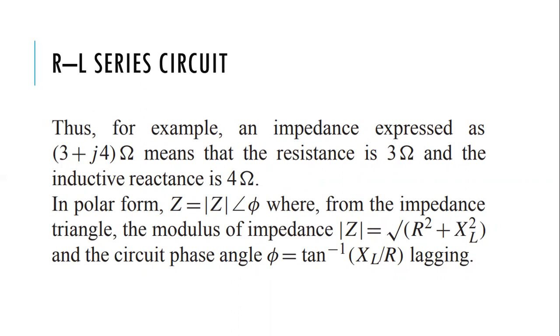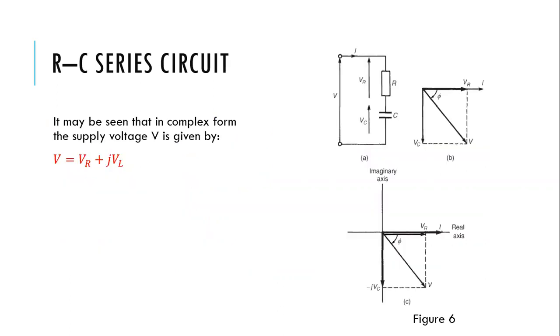From the impedance triangle that we have done in the past, the modulus of the impedance Z is the square root of R squared plus XL squared. That's where you can find the angle from. The circuit phase angle phi is arctan XL over R, and it will be lagging.